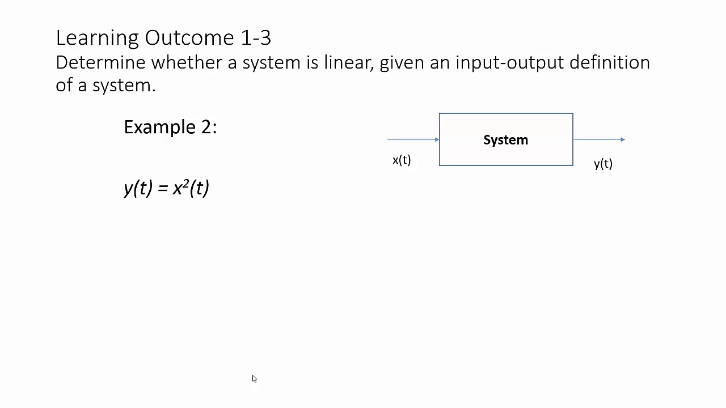Let's try another example. y equals x squared of t. You might have some intuition about whether or not this is linear based on your past courses. But you cannot just simply state, yes it is or no it is not. You need to go through and show all the work. So is this system linear?